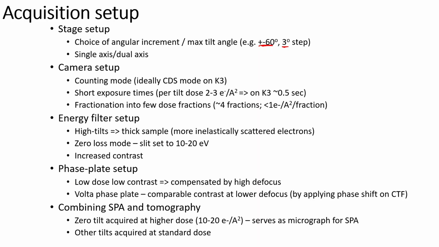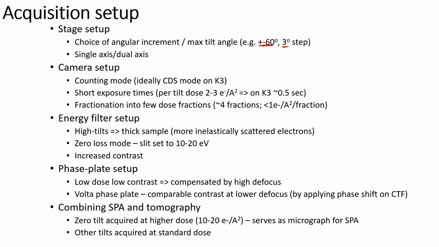We have very low dose images for the tilt series. Therefore, if we want to increase the contrast, we can increase it by an even higher dose, which is not feasible for the tilt series acquisition, or we can compensate by higher defocus. If we want to keep the defocus as low as possible, we can use, for example, the Volta phase plate. That will give us comparable contrast at lower defoci than is usually used when applying high defocus.